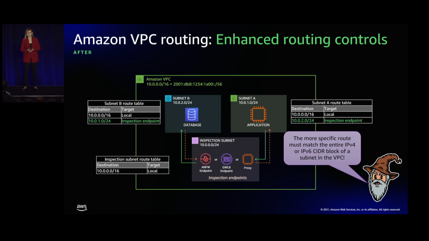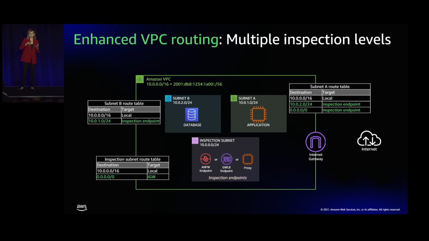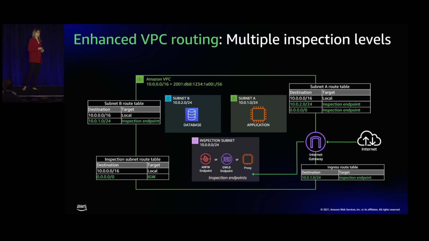What this enables us to do is also create a sort of service chaining. So we have inspection at different levels, both at the ingress from the internet gateway towards the public endpoints, and also between our application and database. All this traffic goes through the inspection endpoints and is inspected differently depending on the layer that we are doing it at.